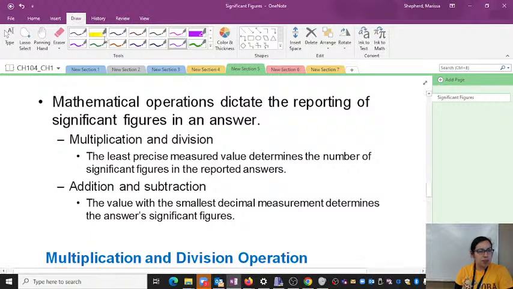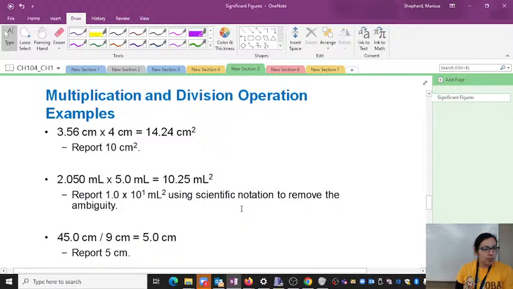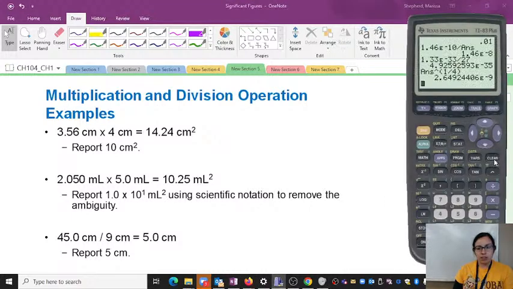The easy one is multiplication and division. Multiplication and division have the simplest rule: the least precise measured value determines the number of significant figures in the reported answer. Let's look at our example. Looking at this simple problem, 3.56 times 4. Let's just do this all together so we can see. Punching this into our calculator, we would come up with 14.24.